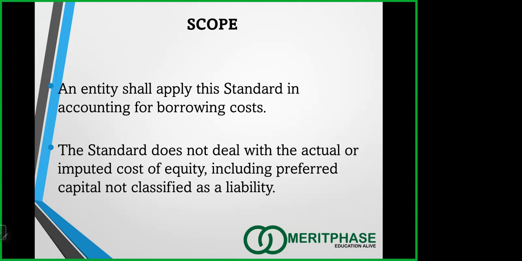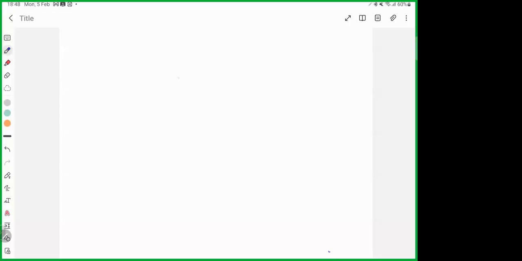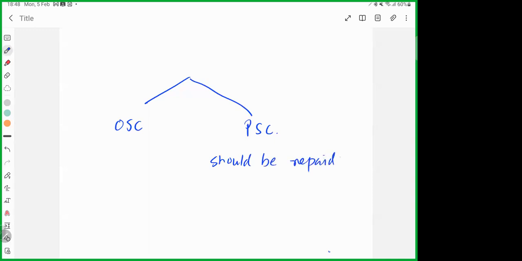And then we went on to talk about ordinary share capital and preference share capital. In normal circumstances, preference share capital needs to be repaid in a given period of time. It should be repaid in 5 years, for example. It doesn't mean that you should repay that in 5 years, it is just an example.